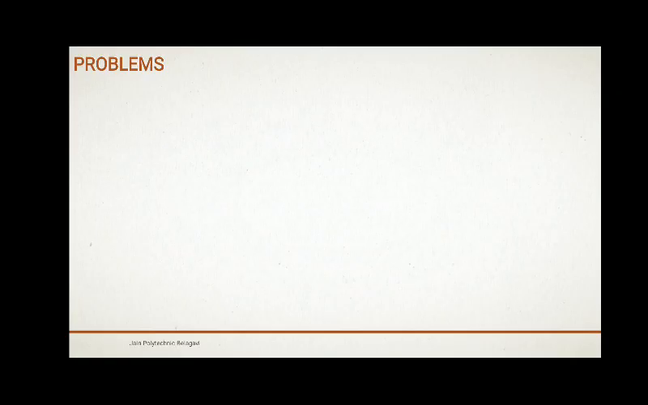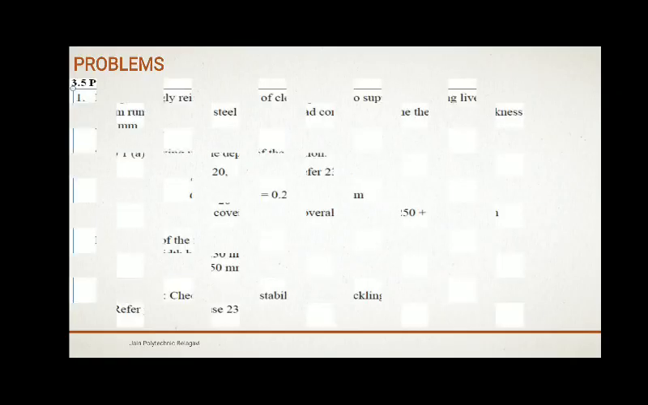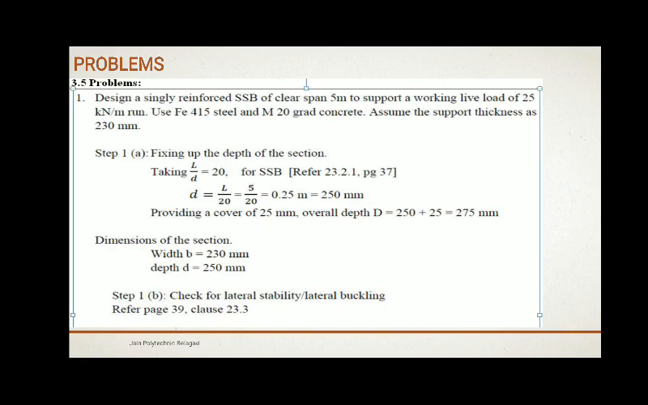Now coming to problems, means the design. So here you can see a design problem. Design a singly reinforced SSB, means simply supported beam, of clear span. As I told in the previous lecture, the distance between the two supports is called a clear span, that is 5 meters, to support a working live load of 25 kilonewton per meter, means the beam is loaded with a working load of 25 kilonewton per meter. Now use Fe415 steel and M20 grade concrete. So here we are using Fe415 steel and M20 concrete.